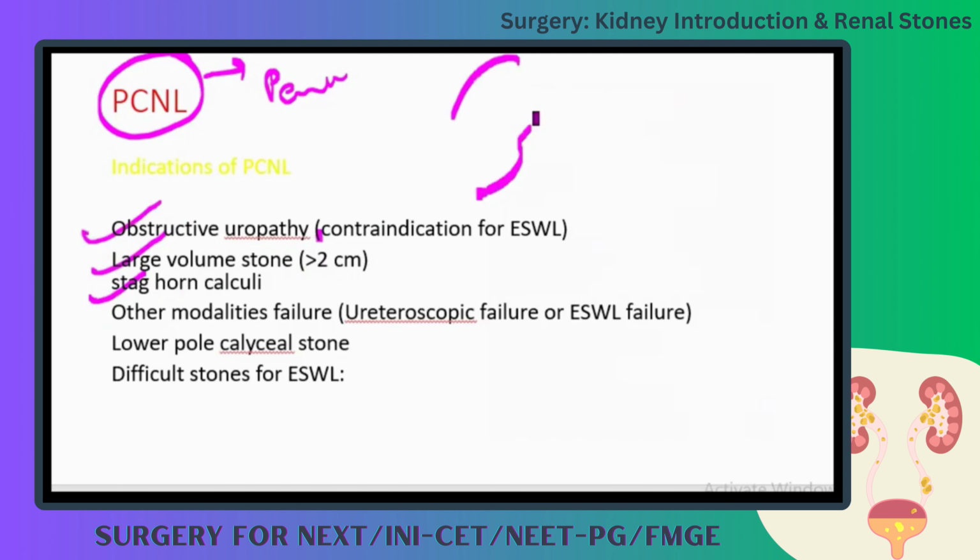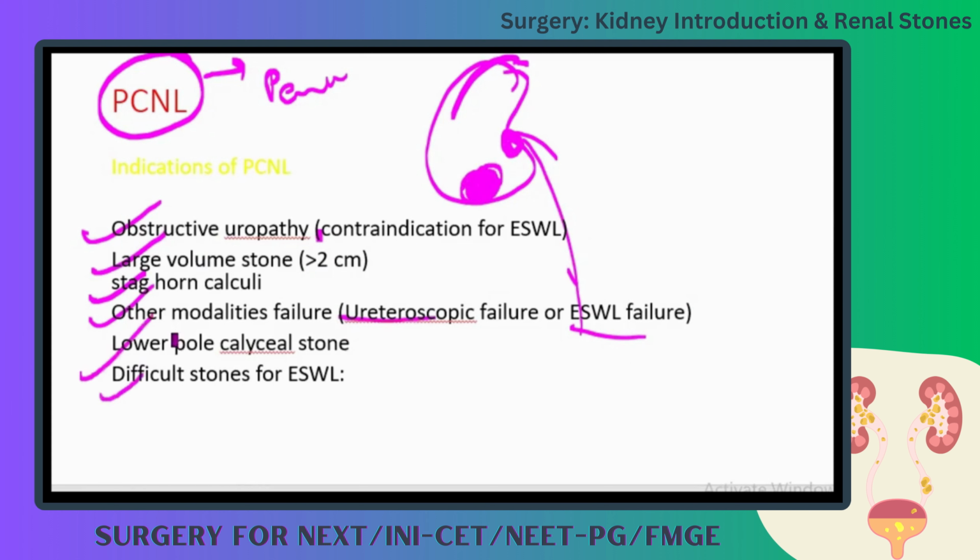Obstructive uropathy: if there is obstruction, will ESWL work or not? No, sir. In the same way, other modalities' failure, like ureteroscopy failure, ESWL failure. Lower pole stone, will ESWL work or not? No, sir. Difficult stones for ESWL. So all the contraindications for ESWL, all the various limitations of ESWL are the indications for PCNL. Remember like that. Whatever ESWL is not doing, PCNL will do.